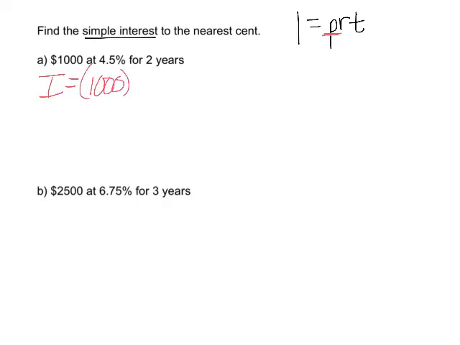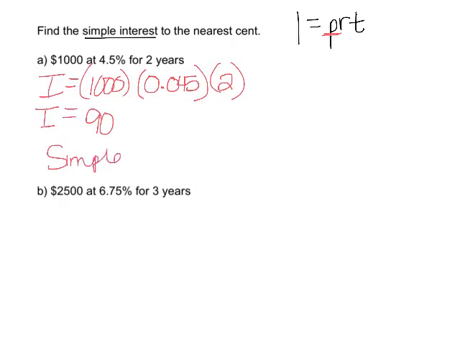at 4.5%. So I need to just write that percent as a decimal. So to do that, I would move my decimal point over to the left 2 places. So I get 0.045 times my time, which is in years, times 2. And all I'm going to do is I'm going to multiply that together. And when I multiply that, I get that I equals 90. So the simple interest equals $90.